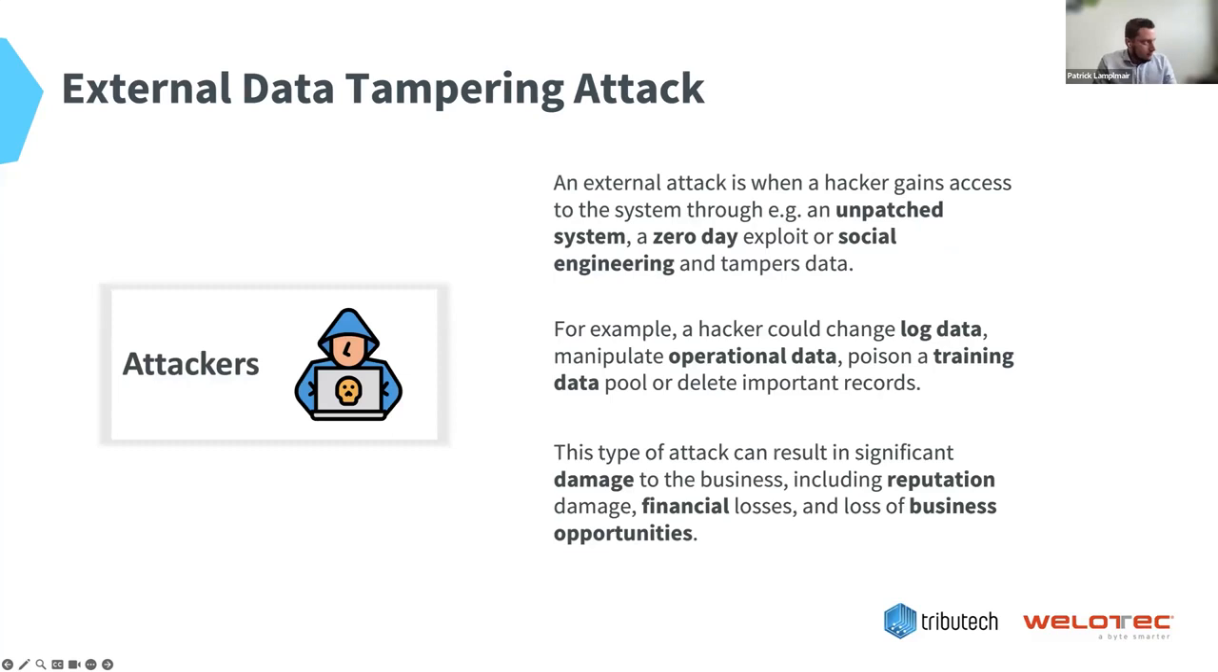Another angle is the external data tampering attack, when you have an unpatched system or server, when there are zero-day exploits that can be used, or when attackers try to social engineer your employees. They are able to gain access to some part of your systems and then also have the possibility to tamper with different kinds of data and to do harm to your business.